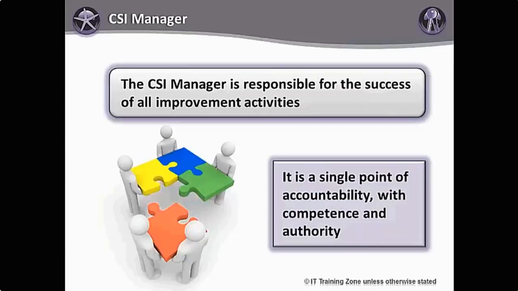We also need to study one CSI-specific role, the CSI Manager. This role is ultimately responsible for all improvement activities, no matter where they are carried out. A single point of accountability needs to be combined with competence and authority to ensure that a culture of improvement can be successfully built. This role may also be the process owner for the 7-step improvement process.